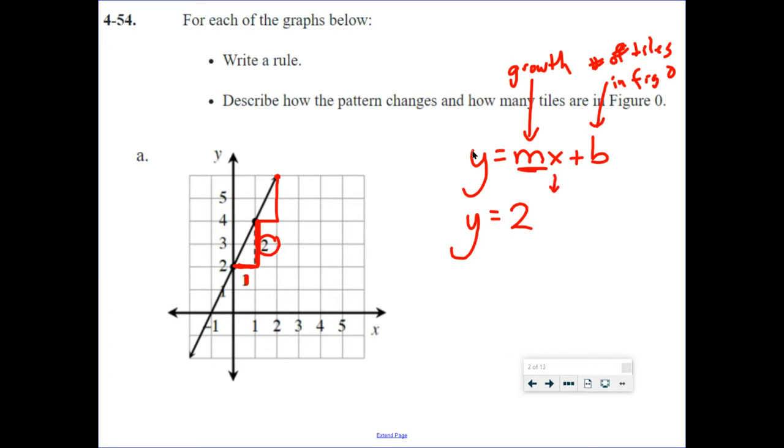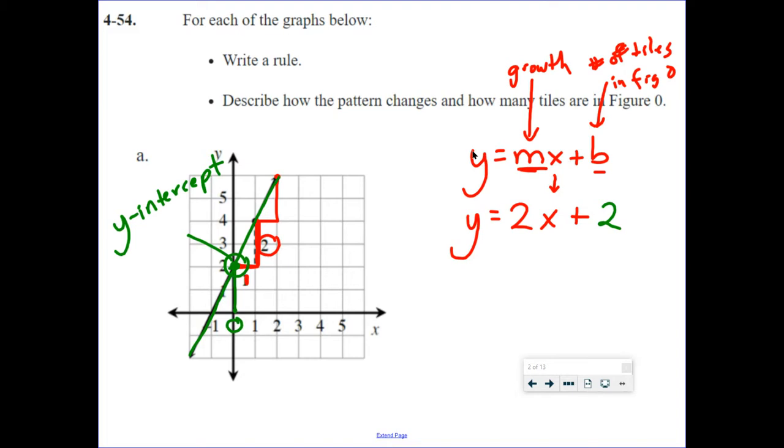Then I bring down my x, which is just the figure number, plus, and how many tiles in figure 0? Now, if you look carefully here, figure 0 is right here, and I go up to find how many tiles. There's my tiles. Now, some of you may be familiar with the other name for this. This actually has a name where this line crosses or intersects the y-axis. This right here is also called the y-intercept. And the y-intercept is kind of the same thing as how many tiles are in figure 0. And the same thing you see here is y equals 2x plus 2. So my equation: y equals 2x plus 2.